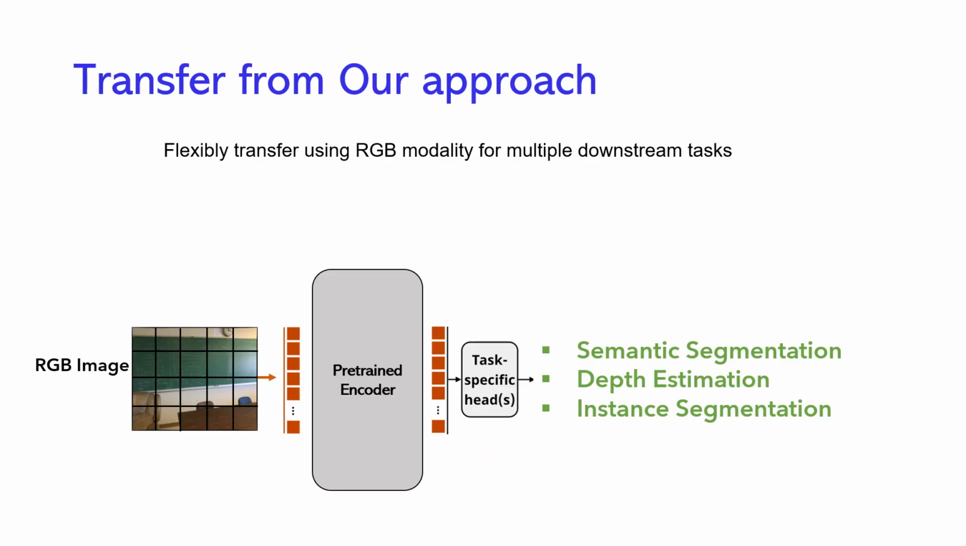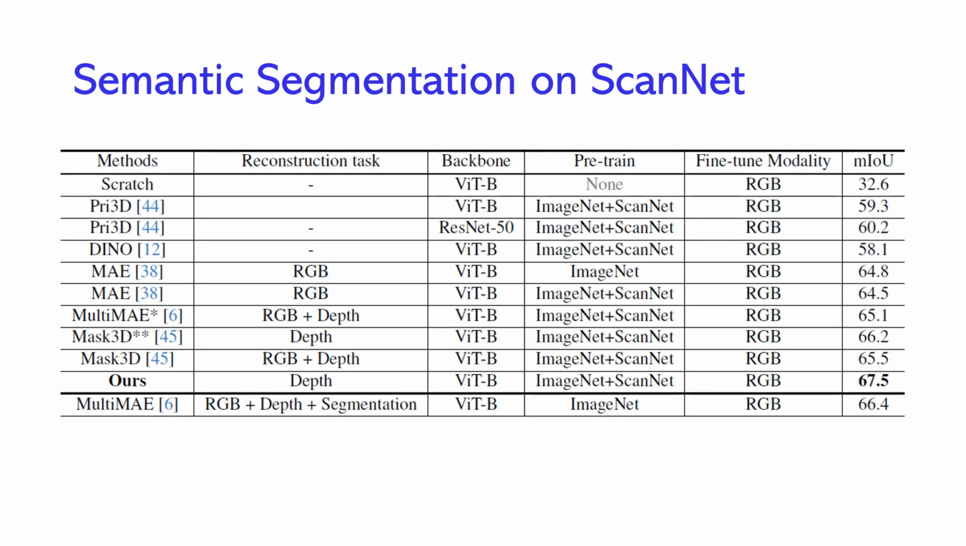To verify the effectiveness of our approach, we use the pre-trained encoder to flexibly transfer using RGB modality for multiple downstream tasks such as semantic segmentation, depth estimation, and instance segmentation. We first present the results for semantic segmentation on the ScanNet dataset. From the table, you can see the performance of our approach and other approaches. And our approach outperforms both Mask3D and other approaches that leverage RGBD during the pre-training.